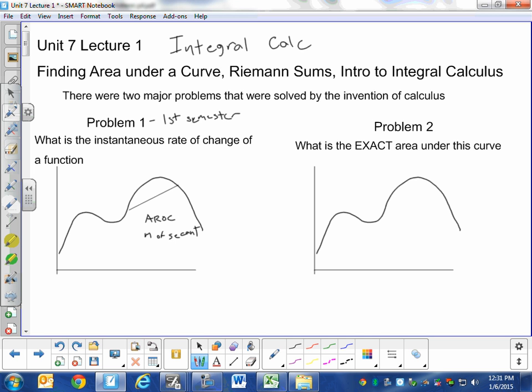And we said if we want to find the instantaneous rate of change, well, you take those two points, you put them infinitely close together, all of a sudden you have a tangent line. And the slope of the tangent line would be the instantaneous rate of change of the function. Of the tangent. Okay, this is called differential calculus. Check. Done that. Problem 2 is what we're going to deal with this semester.